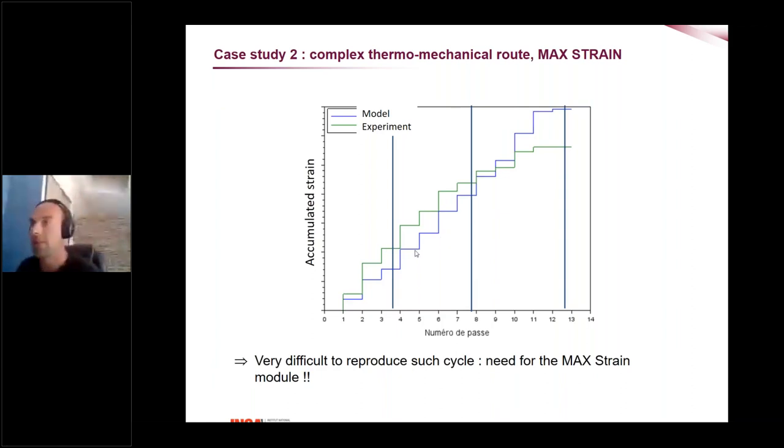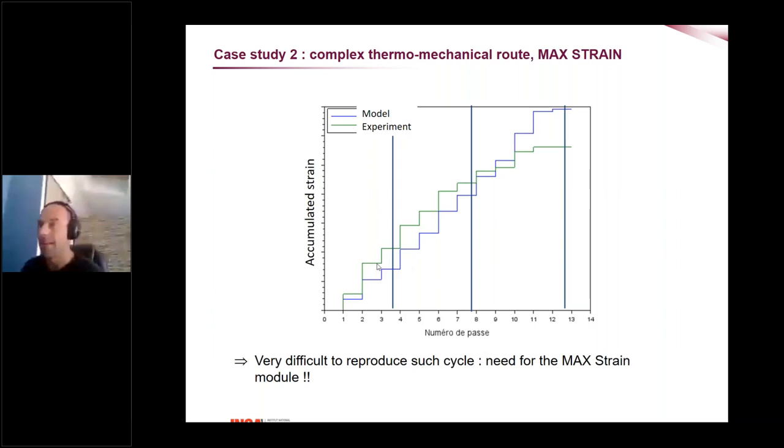You can see this is a quite difficult kind of thermomechanical cycle. So this is accumulated strain. I didn't give the scale here, but let's say that it's between 2 and 10 in terms of strain, and that's the number of passes, so the number of hot rollings. So that's the experimental one in green, and we try to make the same process with the MAXstrain. So this is a modeling that gives you that, and we use the data of the experiments as the modeling was not able to clearly reproduce these things.